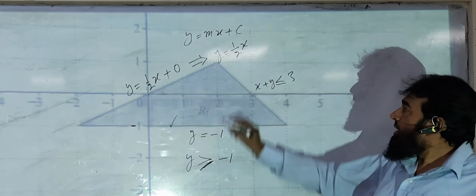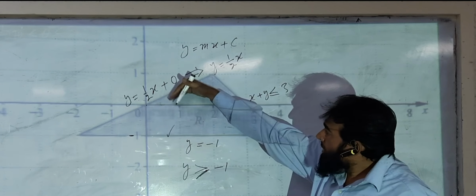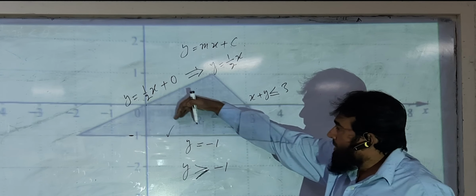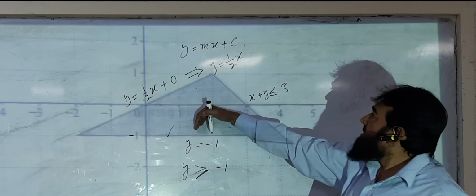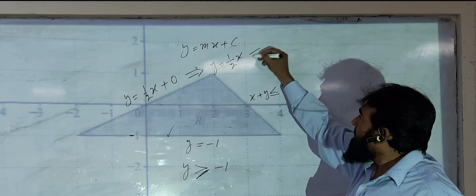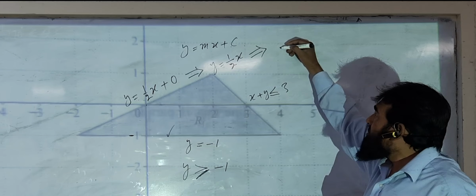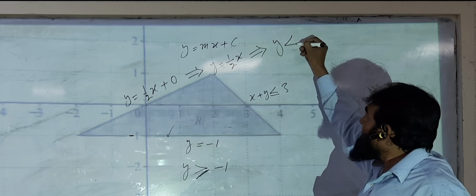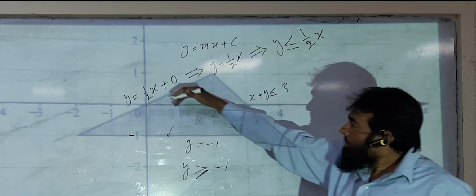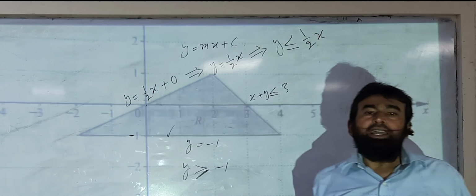Okay. In the same way, here you can see the lower area of this line, if you are considering this line, this is the lower area of this line. The lower area of this line is shaded, so we have to write down the inequality. If you write down the inequality from this, y is less than or equal to 1 over 2x, because the lower area of this line is shaded.